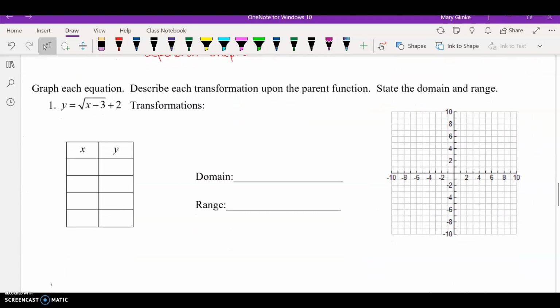So looking at this, we have this minus 3 inside. This is going to move our graph right by 3. We have the plus 2 outside. That's going to move our graph up 2.